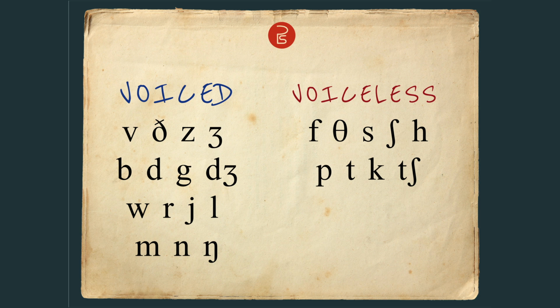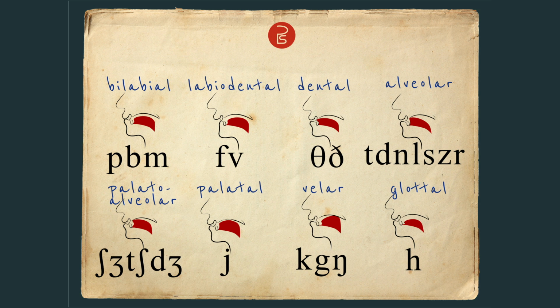The next criterion is place. Where are you obstructing the air? Going from the front to the back, so starting with both lips, which is bilabial if you like fancy names, we've got p, b, m. Then if you put your teeth on the lip, you get labiodental sounds, f, v. And if you put your tongue touching the teeth, that's dental sounds, th, th. Then tongue touching the gum just behind the teeth, that's the alveolar ridge, so these are alveolar sounds, t, d, n, l, s, z, r.